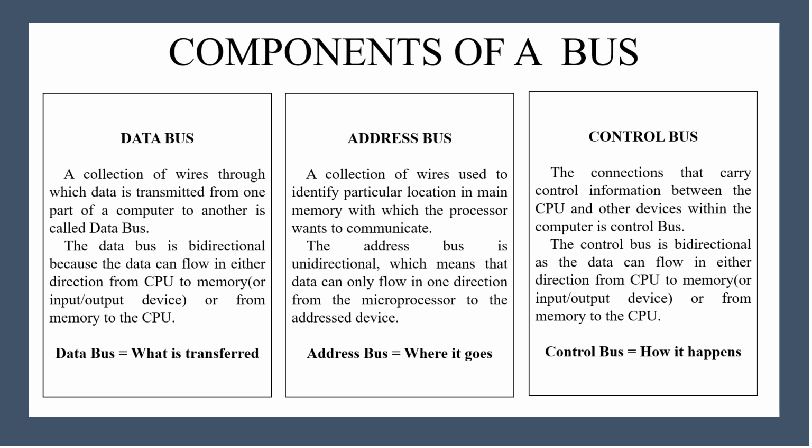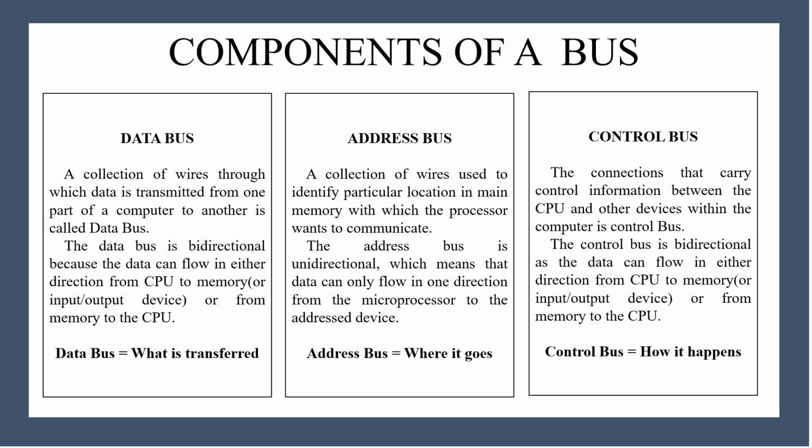Now, data bus. This is like the package carrier. It transfers actual data between components. And guess what? It is bidirectional, meaning data can flow both ways, from the CPU to memory or from the memory to the CPU. In simple terms, we can say that the data bus is the data that is transferred.